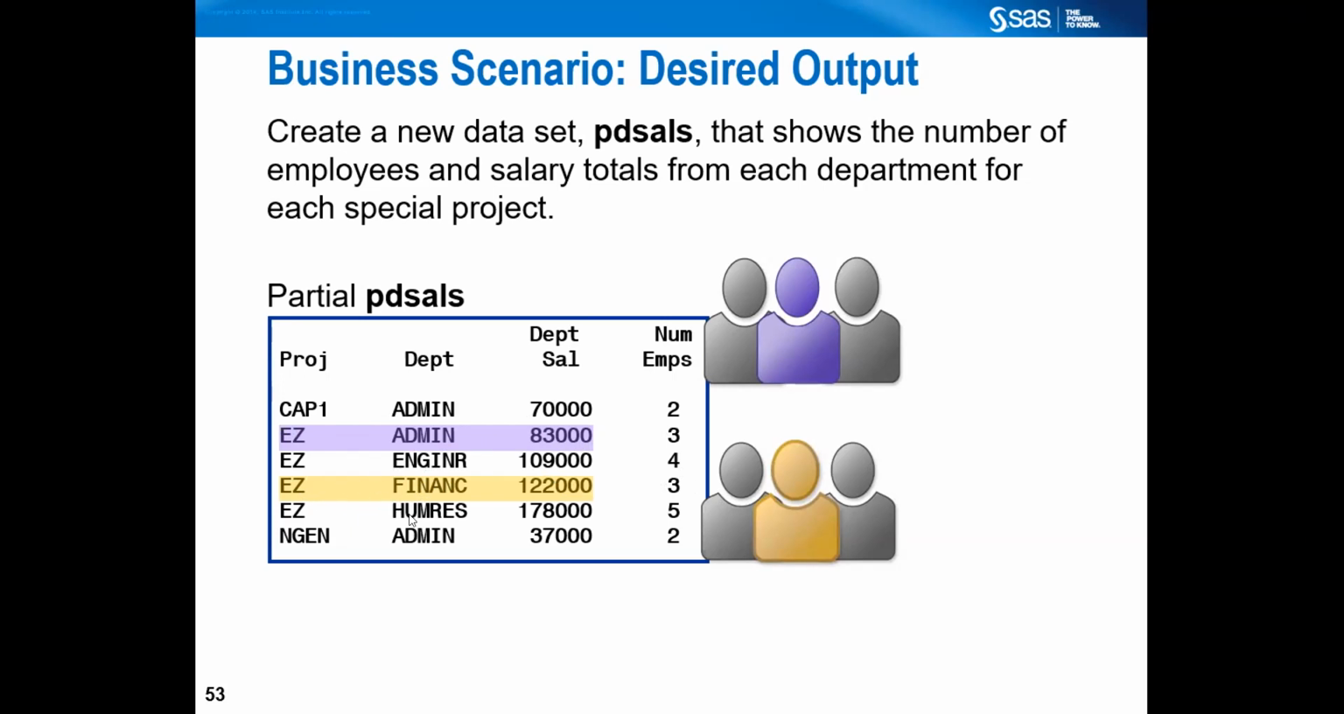Same project, again a new department, total salary, number of people working. New project, same department admin, total salary and number of people in that department. So this is now telling the desired output. Create a new data set called pdsals, that is project department sals, that shows the number of employees and salary totals from each department for each project.